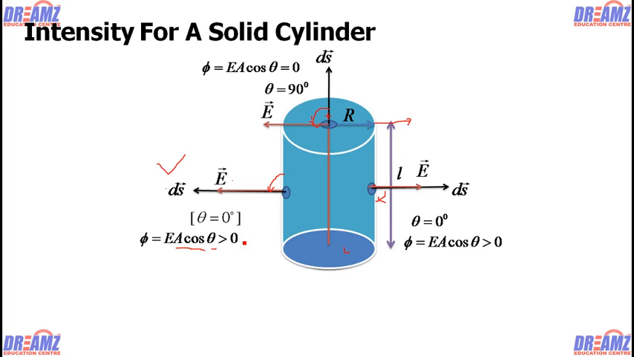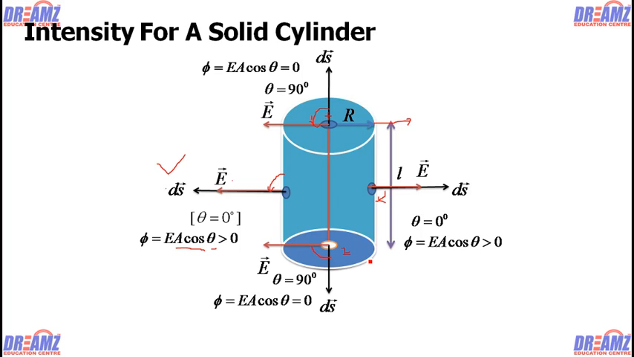Similar to that, if we consider this circular plane on the bottom, and a small area, then what will be the direction of the ds vector? It will be perpendicular to the surface, so it will be downward. And the intensity is again perpendicular to the ds vector, so this angle is 90. And if this angle is 90, then cos 90 is 0. Therefore, no flux for this circular plane also.